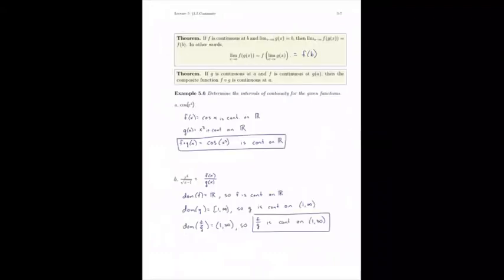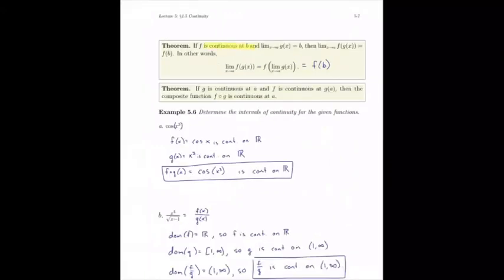Okay, not lastly, but we're getting there. We have two more theorems here. If f is continuous at b, and the limit as x approaches a of g of x is equal to b, so this is a composition of functions result, then we can say that the limit as x approaches a of f of g of x is equal to f of b. So what that means is this. If f is continuous at g's output value, then we can evaluate the limit of f of g of x as simply plugging in b for f.